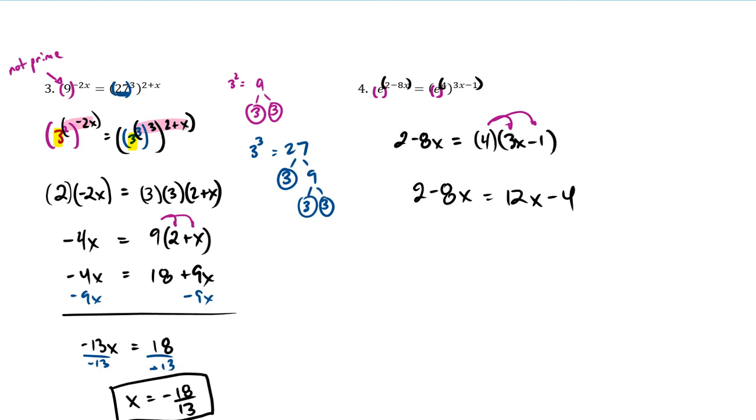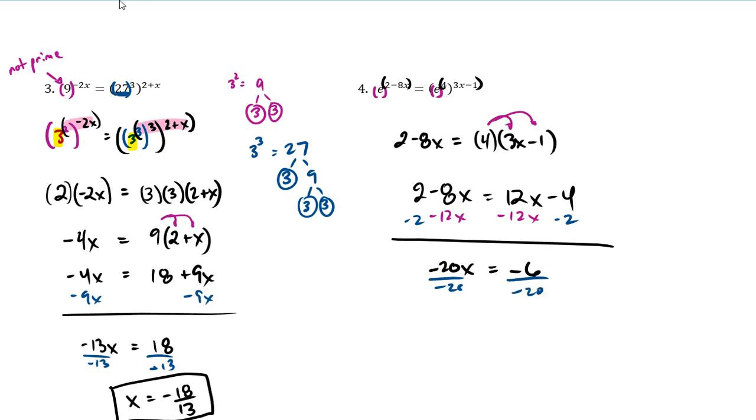And then I'm still just solving this linear equation at this point. So I'm going to subtract the 12x over, and at the same step, I'm going to subtract that 2 over. Okay, so 2 minus 2 is 0. And then I'd be left with negative 20x equals negative 6, since 12x minus 12x is 0. And then my final step will be to divide by negative 20. And after that, 2 negatives makes a positive. 6 over 20 would reduce to be 3 over 10. Okay, so that's it.